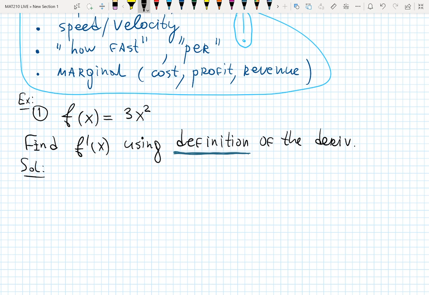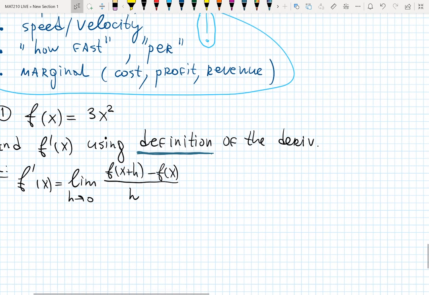Solution. So f prime, by the definition, is a limit. As h goes to 0, put h at the bottom and don't touch it. Then at the top, I will have 3, and then you know what to do. Plug x plus h. I will do function first, just to remind you. F of x plus h minus f of x, as h goes to 0.